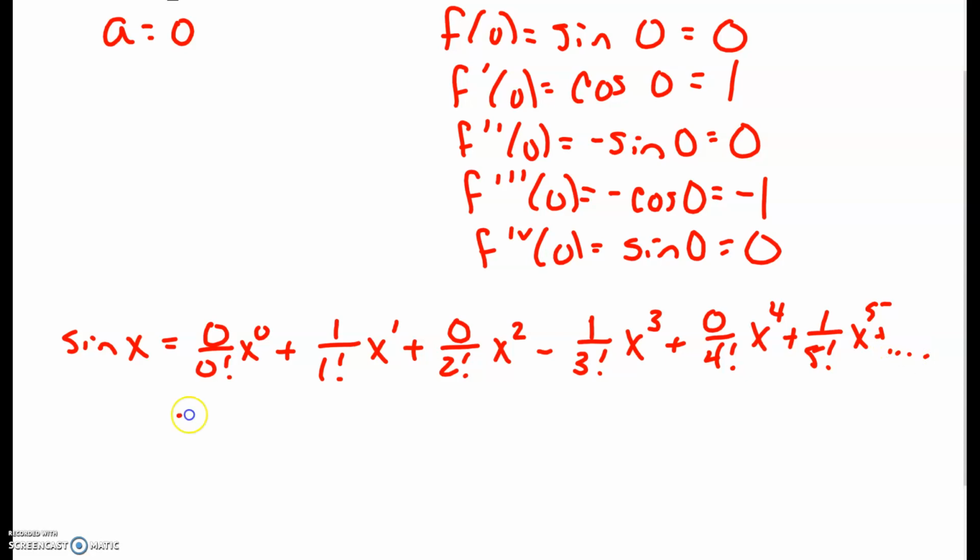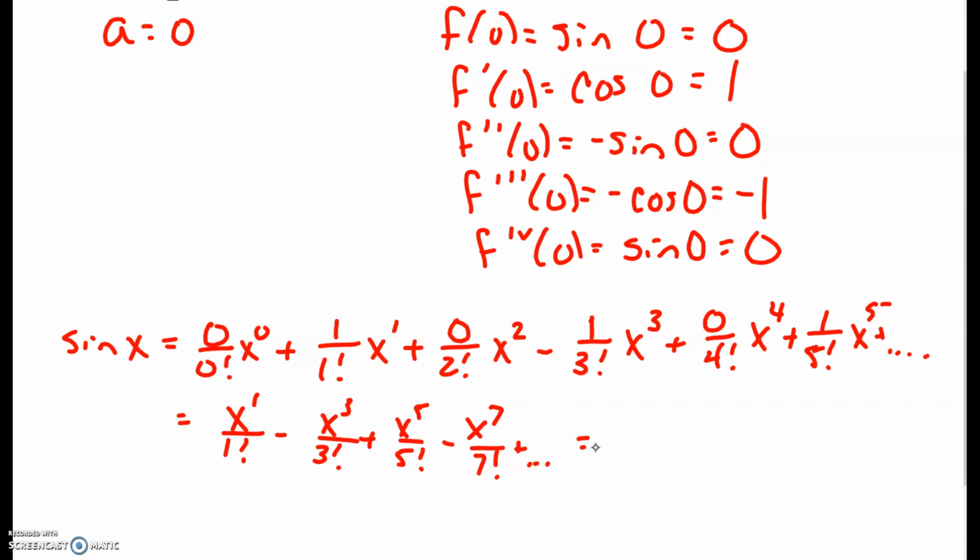If I eliminate all of the 0 terms, I would have x to the first over 1 factorial minus x cubed over 3 factorial plus x to the fifth over 5 factorial minus x to the seventh over 7 factorial, and so on.